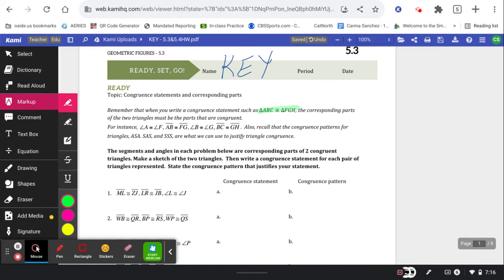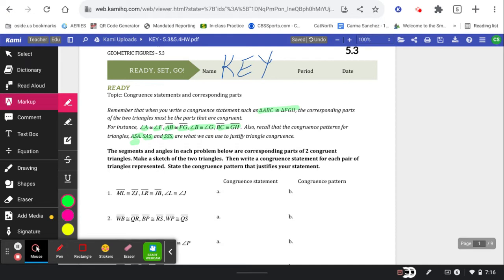So like A is congruent to F. See how they're both in the first place? AB is congruent to FG because it's the first two letters and the first two letters. B and G because it's the second two letters, etc. Recall that the congruence patterns for the triangles, angle, side, angle, side, angle, side, side, side, side, and angle, angle, side, which is another form of this one, are what we use to justify triangle congruence.